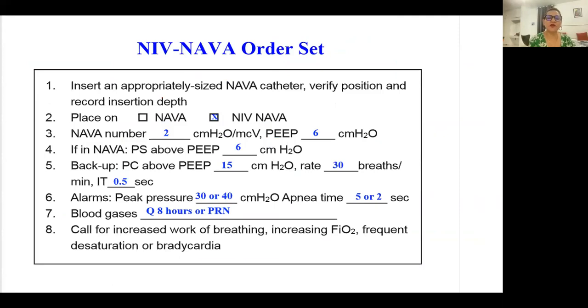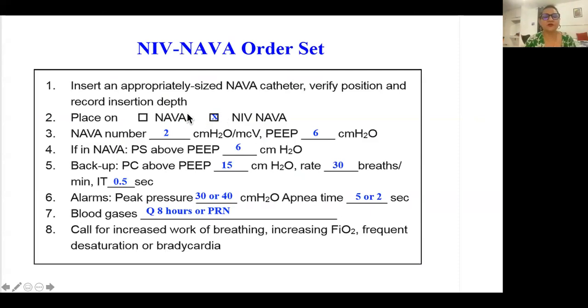So when you are giving a NIV NAVA order sheet, first of all, you will insert an appropriately sized NAVA catheter. You will verify the position; you will measure the catheter length using those formulas. And then you will verify your position depending on the blue lines, which should be in the center. If the blue is only up, that means the catheter is too high, so you have to push it down. If the blue lines are too low, that means you have to pull the catheter out. You have to change according to where you are seeing the blue lines.